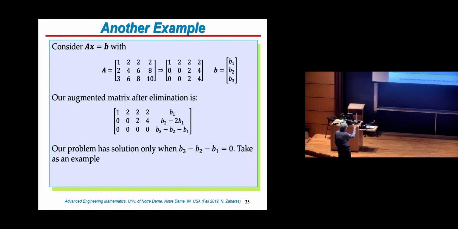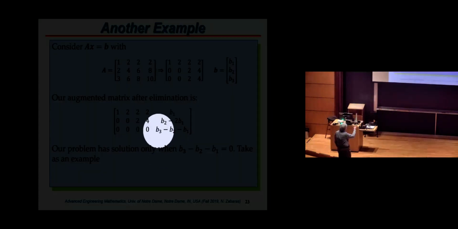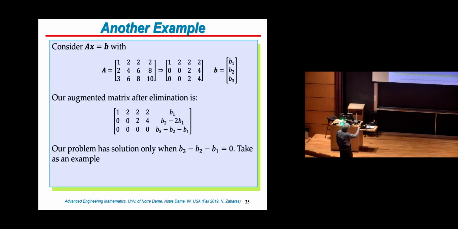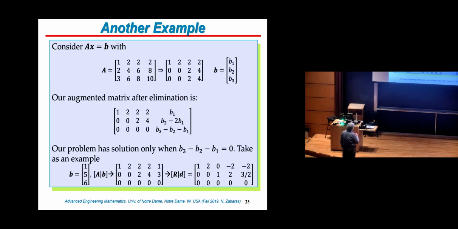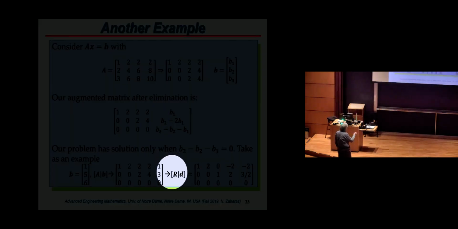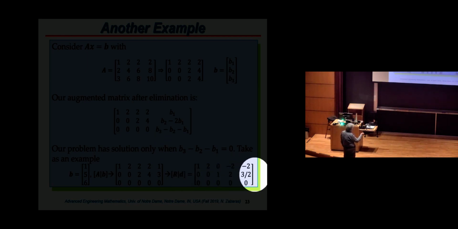First, you can immediately see that the only way this problem will have a solution is when B3 is equal to B2 plus B1, okay? Because on the left-hand side, I see a row that's completely 0, and you can appreciate why the last row is 0, because if you take row 1 and sum it with row 2, you get row 3. So B3 has to be equal to B2 plus B1. So let's assume that that's the case, all right? So here's my R matrix, if you do full elimination for this particular problem.